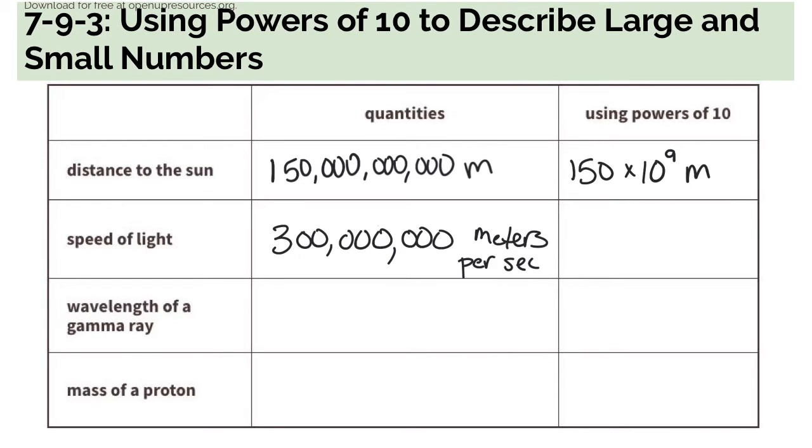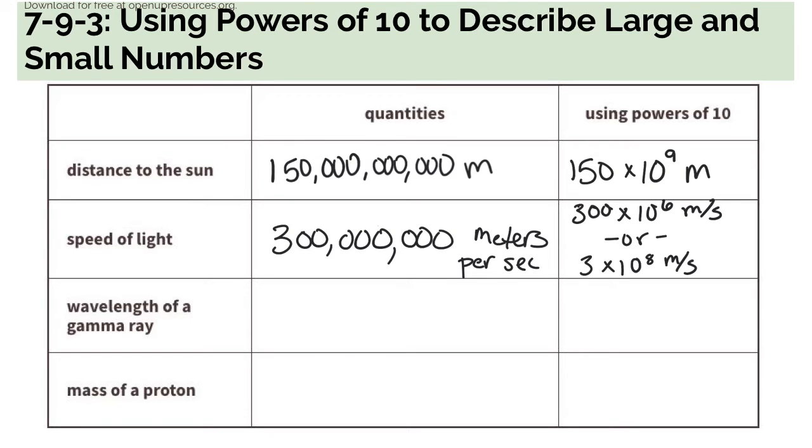Okay, the next one, the speed of light. It travels at 300 million meters per second, or I could write that over here as 300 times 10 to the 6th meters per second, because it's really 300 with 6 more zeros at the end. Or we could write it another way. We could write it as just 3 times 10 to the 8th meters per second.